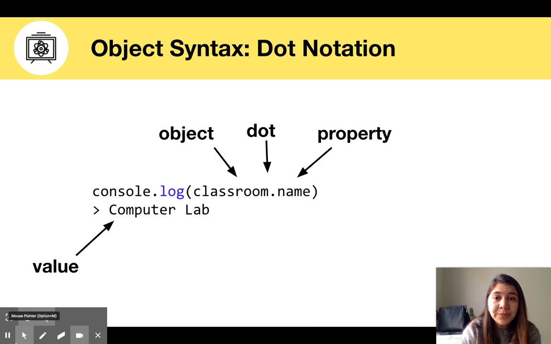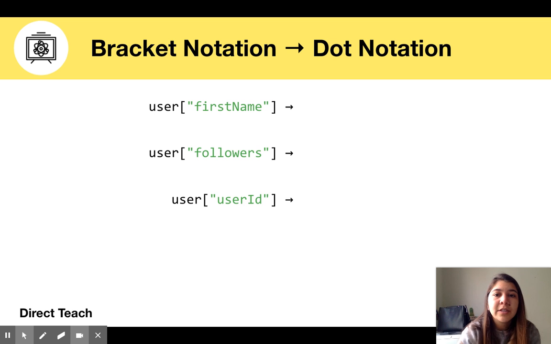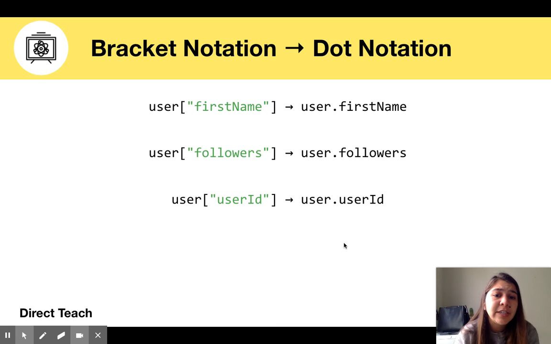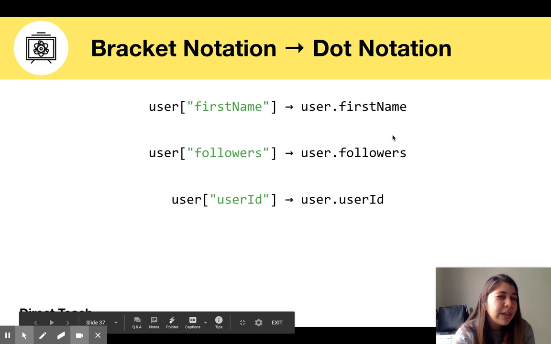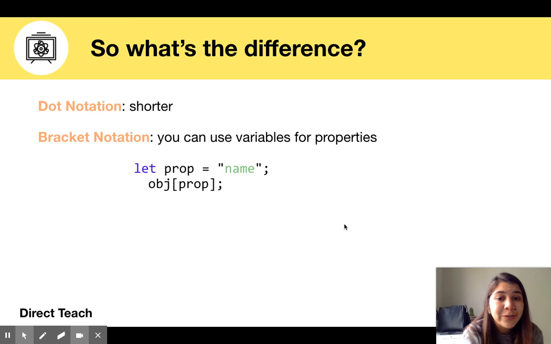There's also the dot notation, and it's up to you which one you prefer. Same thing here, we have our object name and then a dot and then the property name following it. So to get the information that we want, we just say user dot first name, user dot followers, user dot user ID, and there are different reasons why you might want to use each one. One thing I noticed is that it's fewer characters to use the dot notation, but it's going to depend on lots of different things for you to decide which one you prefer.